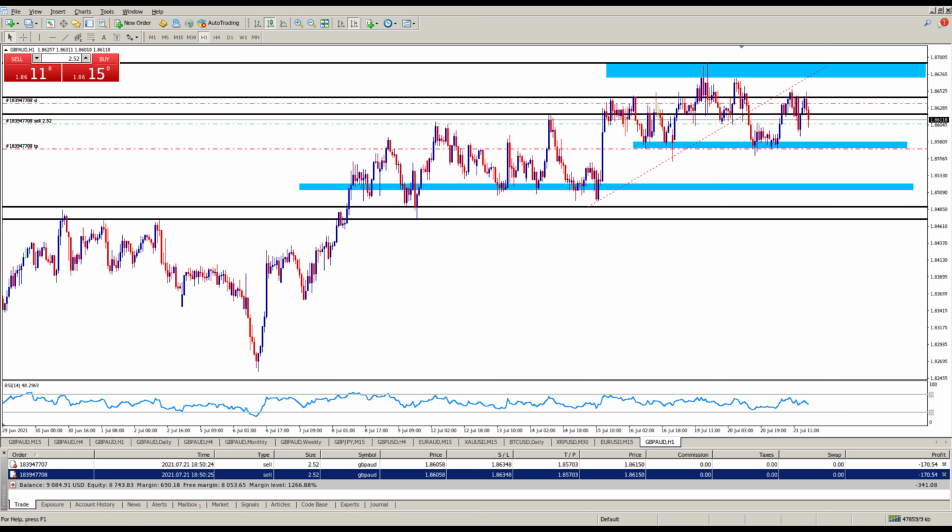As you can see on the MetaTrader 4, I have entered a couple of sell positions right here and set the take profit just under, less than an inch actually, right under the support level. The reason I'm doing that is because it appears price has closed below this resistance level right here.